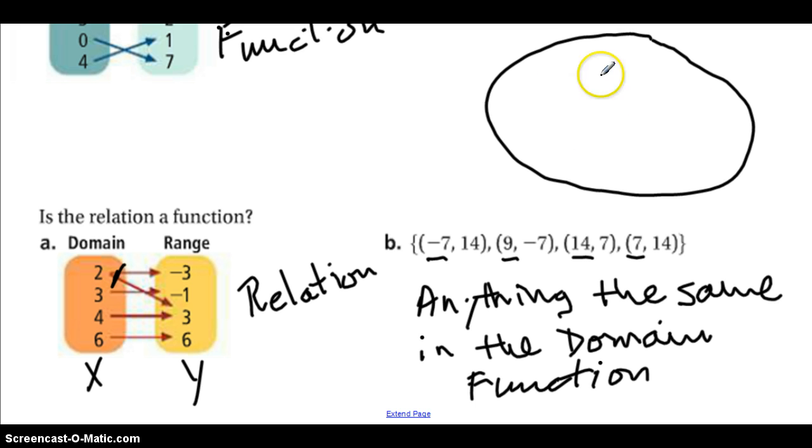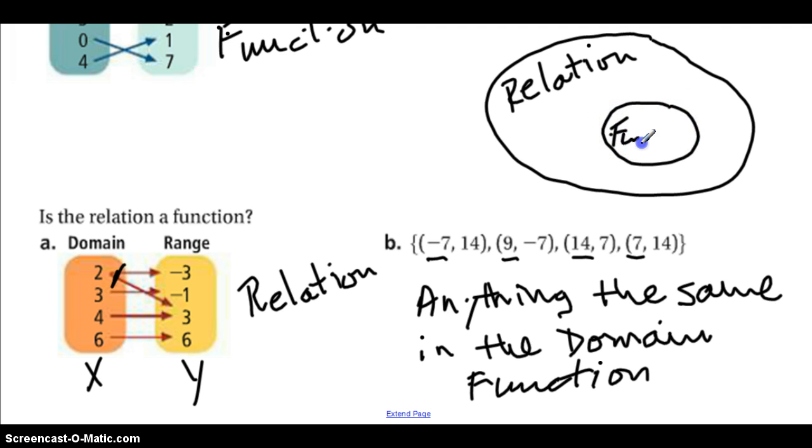Think of this whole big blob as relations. And then this subpart of relations, your functions. You can be a relation without being a function, but you can't be a function without being a relation. Hopefully this little idea here will make sense the more we get to use these. All functions are relations, but not all relations are functions. Hopefully that'll help. We'll see.